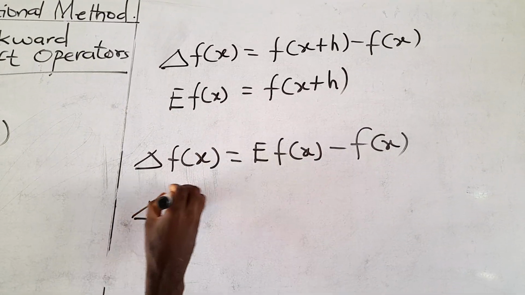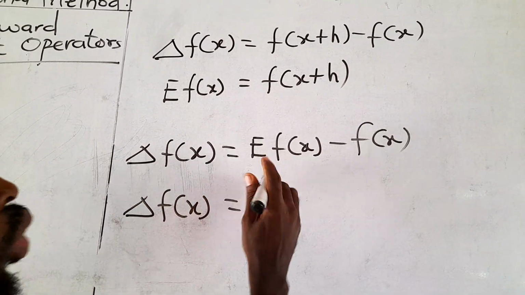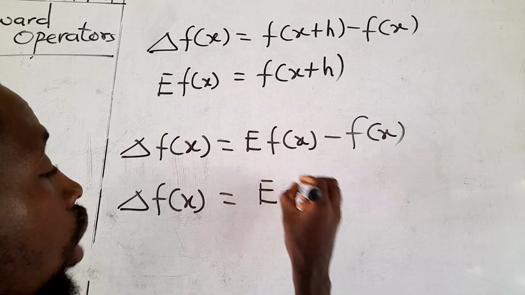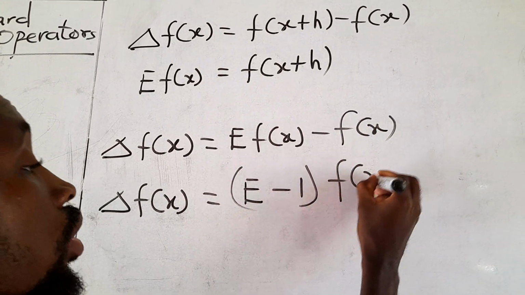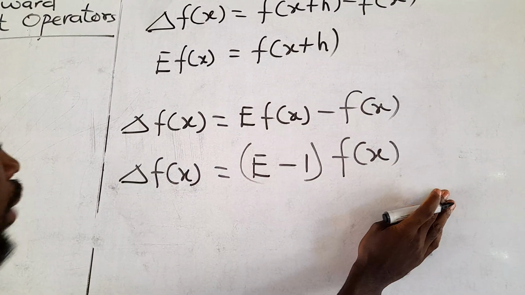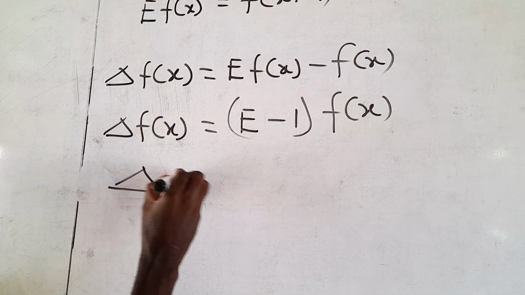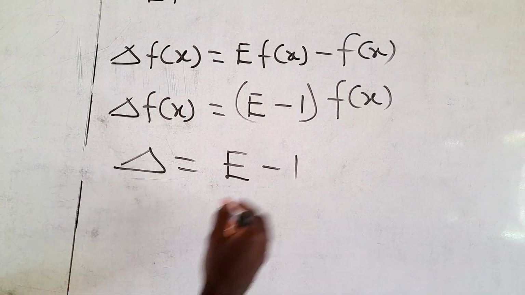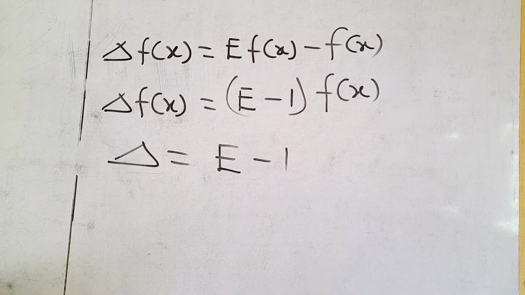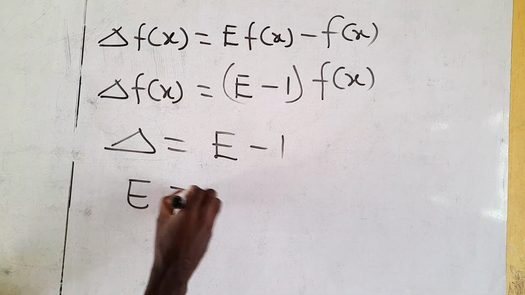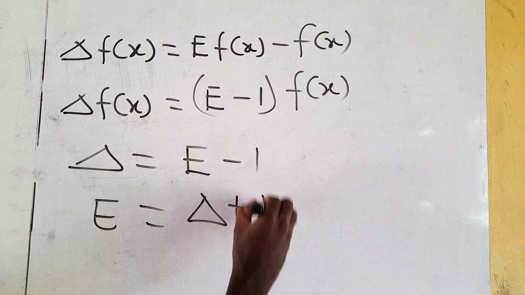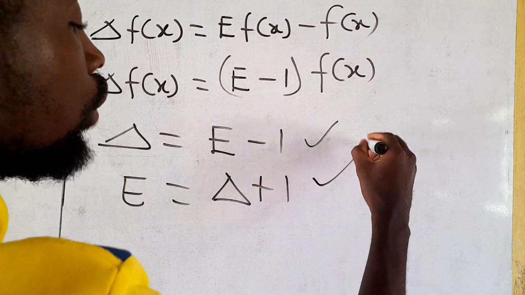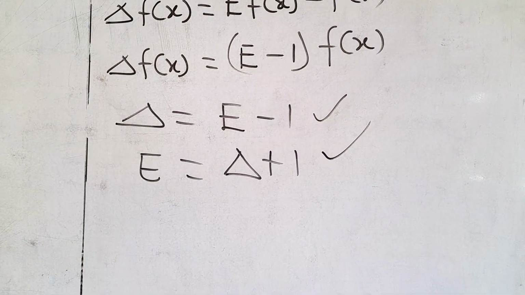So we can say delta of a function is equal to what is common to them. You can say f of x is common to them. We can factor out, so we say (E minus 1) f of x. When we divide both sides by f of x, we can say delta is equal to the shift minus 1. I hope you get that. So this is a relationship between the delta and the shift. Or we can say the shift is equal to delta plus 1. This is very interesting. Very, very simple. So this is the relationship between the shift operator and the forward difference operator.